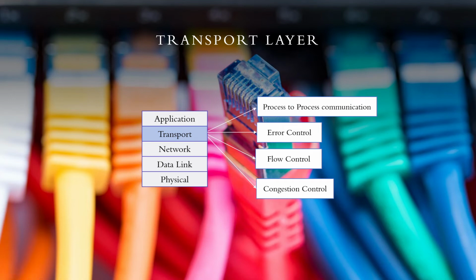In this video, we are going to discuss the role of the transport layer in computer networks and its two protocols, TCP and UDP. The transport layer's task is to create process-to-process communication. In addition, it performs error control, flow control, and congestion control to guarantee the reliability of communication.